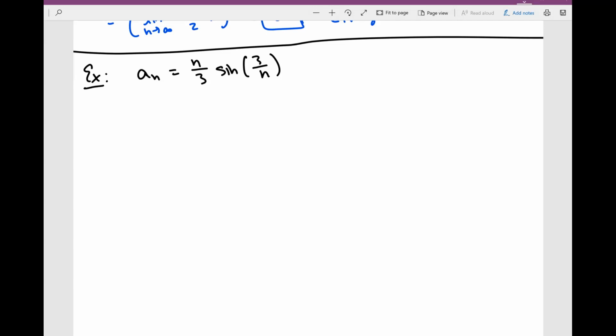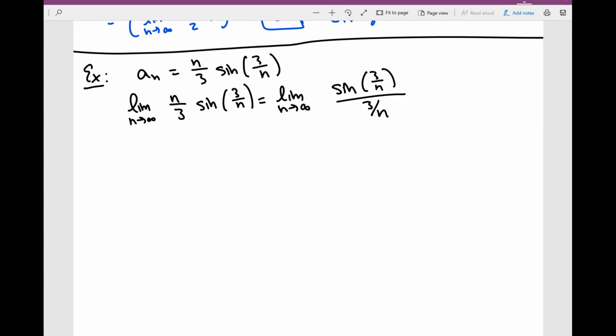I want to do one more problem with a trig function because I don't think I did one in the previous video. So let's say we wanted to figure out whether this particular sequence converges or diverges. So what we want to do, let's take the limit as n goes to infinity of n over 3 sine of 3 over n. Well, one way that we can do this, let's change this to put it on the bottom. So we're going to have the limit as n goes to infinity of the sine of 3 over n divided by 3 over n, okay? Which is basically putting it on the bottom but flipping it.